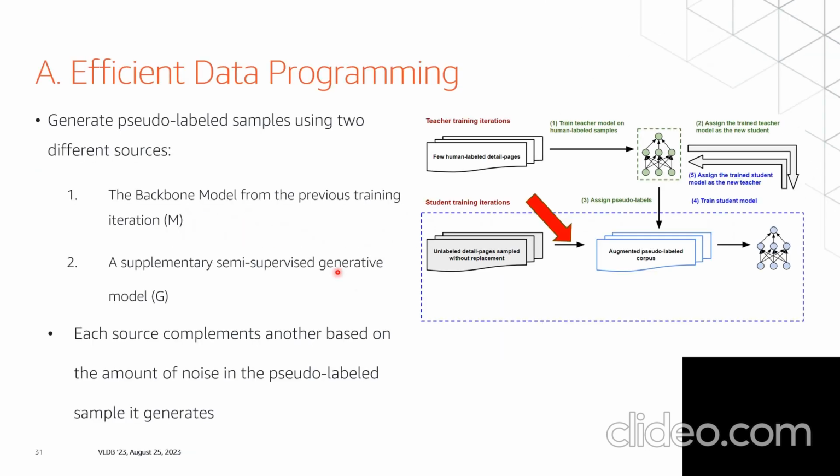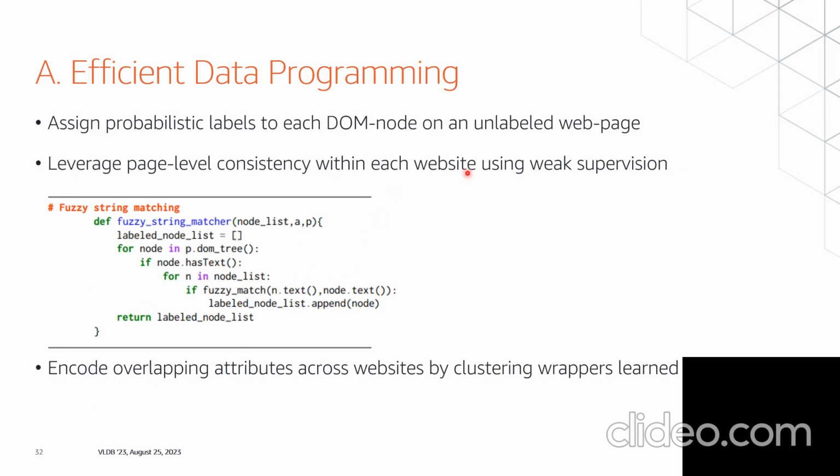So in terms of efficient data programming, we use two generative sources. One is the backbone model from the previous training iteration, which is the teacher model itself. And the second is a supplementary semi-supervised generative model that complements the teacher model. The semi-supervised generative model uses two sources of supervision. One is weak supervision, and another is an existing open source work called Weir, which encodes overlapping attributes by clustering wrappers. We will not go over more details about the semi-supervised generative model because of limitations of time, but more details are given in our paper.